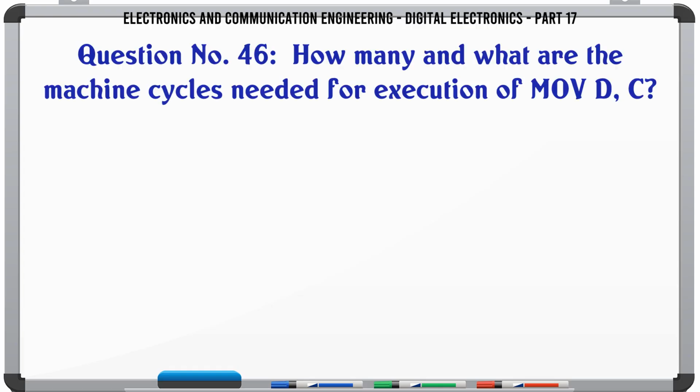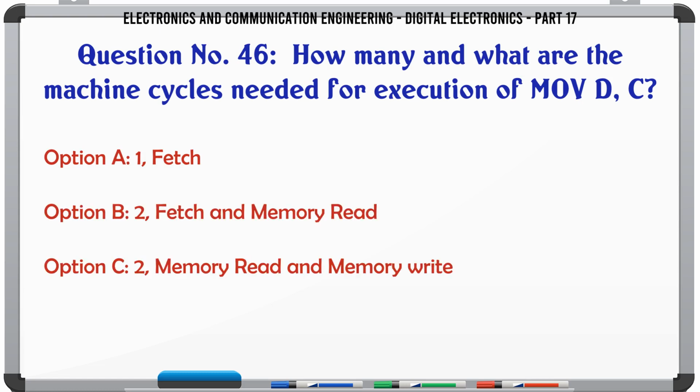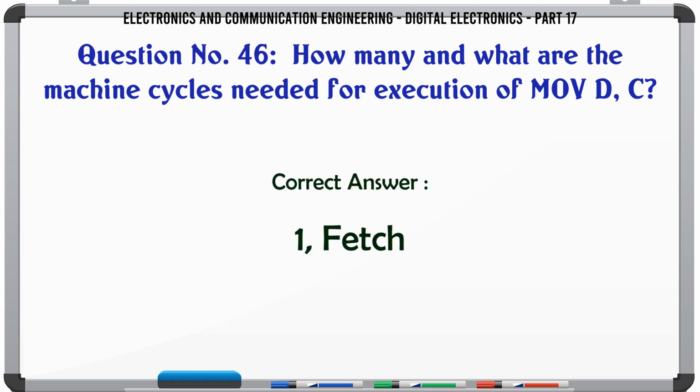How many and what are the machine cycles needed for execution of MOV D,C? A. 1 fetch. B. 2 fetch and memory read. C. 2 memory read and memory write. D. 2 fetch 4 bus idle. The correct answer is 1 fetch.